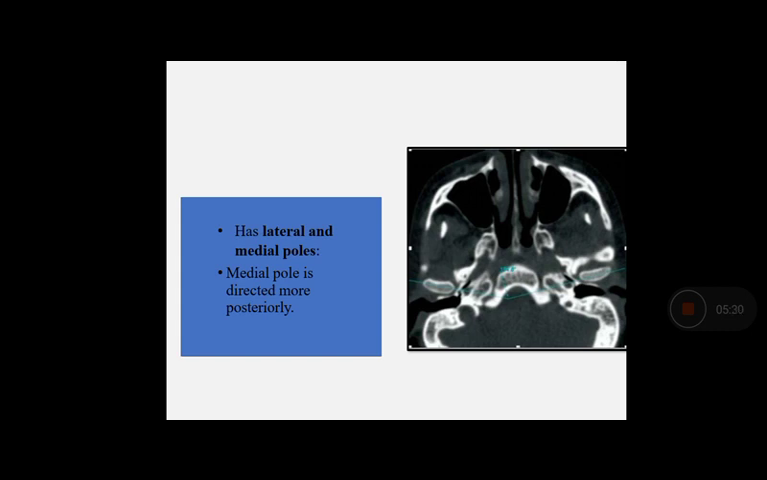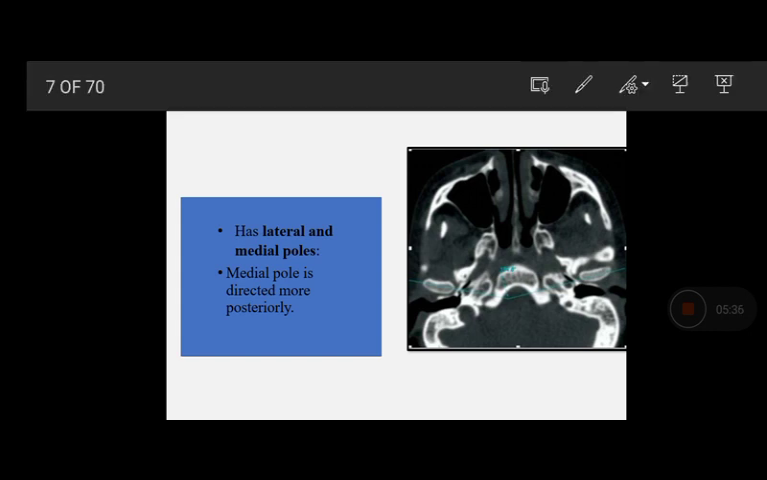So the condyle, now this is an axial section of a CT. From this you can assess the condyle. Now this is the condyle on one side and this is the condyle on the other side. As I told you, the mediolateral dimension is greater than the anteroposterior dimension. So here again you can assess, this is the mediolateral dimension, and this is the anteroposterior dimension.